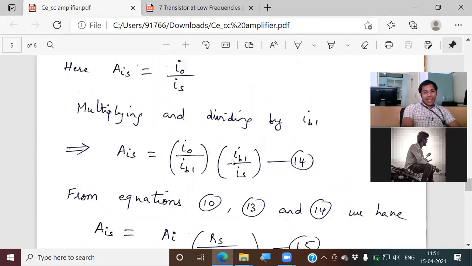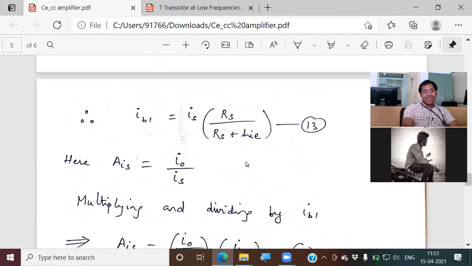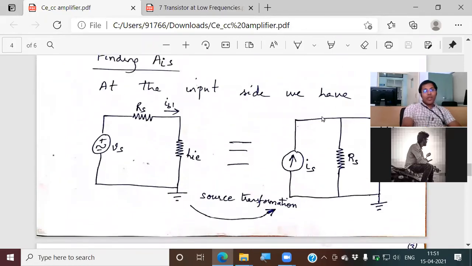Next, I told you the IB1 and Is relation I can get here. What rule should I use? Anybody tell? Similar situation we have seen earlier. If I want IB1 in terms of Is, which rule should I use? Please answer.